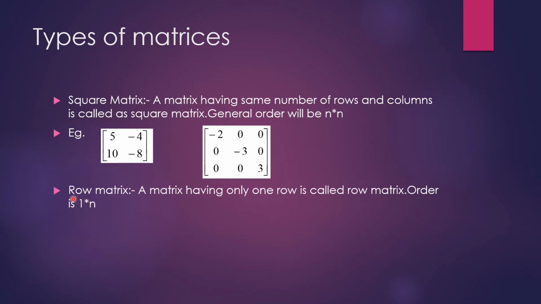Next, what do you mean by row matrix? A matrix which has only one row is called a row matrix. In general, the order will be 1 into n because we have only one row. Example, see, I have only one row and there are 3 vertical columns. That is, there is the element of first column, element of second column, element of third column, but only one row. So it is 1 by 3. So guys, this will be what? 1 by 2.